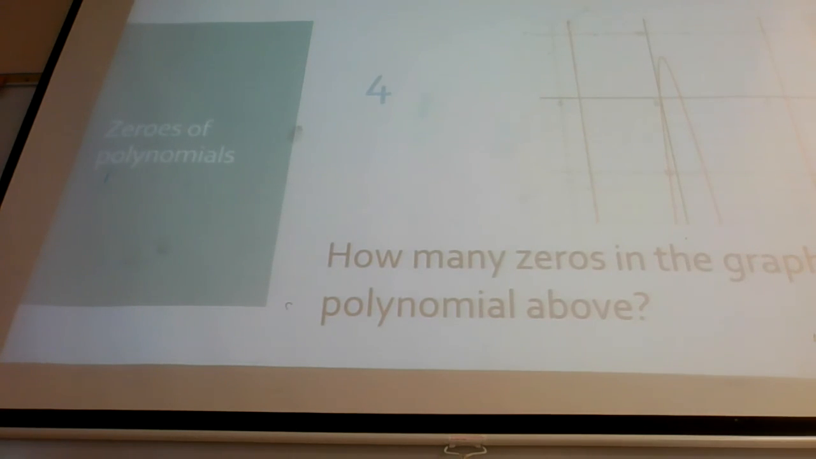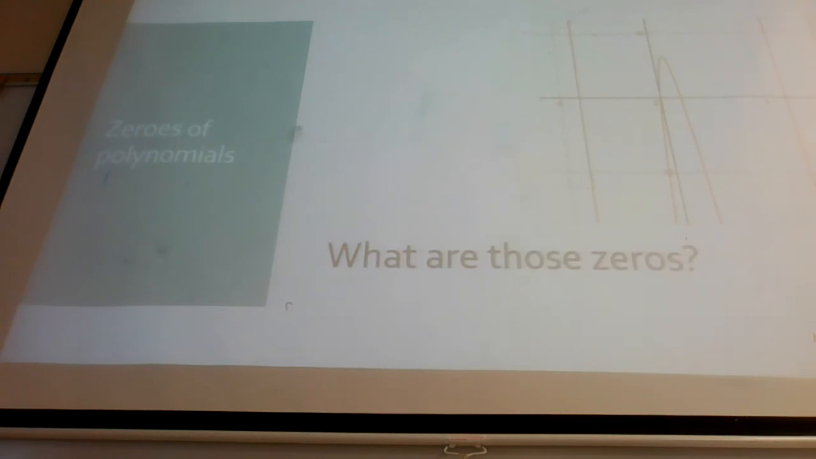zeros in that problem. Again, remember, if it bounces, it's still a zero. Second point, what are those zeros? Well, remember, those are the opposite of the values. Those are the roots of the values. So that would be negative 4, crosses at 0, 1, and 6. So those are my 4 zeros: negative 4, 0, 1, and 6.